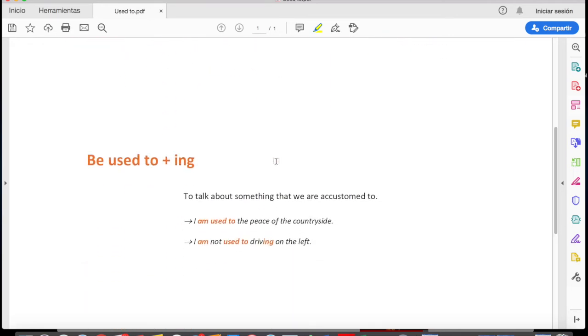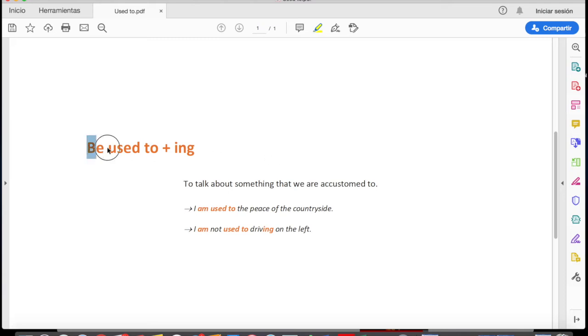Well, this is the first one. Let's go on to the second one. Be used to, which is normally followed by ing, an object or ing. When there is a verb, the verb will be in the form of ing. We use be used to plus ing to talk about something that we are accustomed to. Okay, I am used to the peace of the countryside. Sorry, estoy acostumbrado a la tranquilidad del campo.